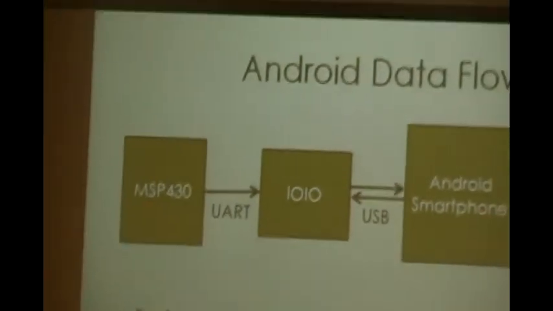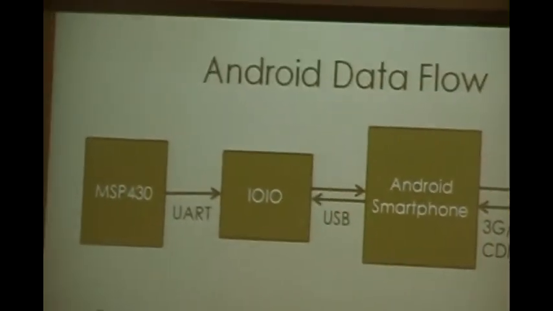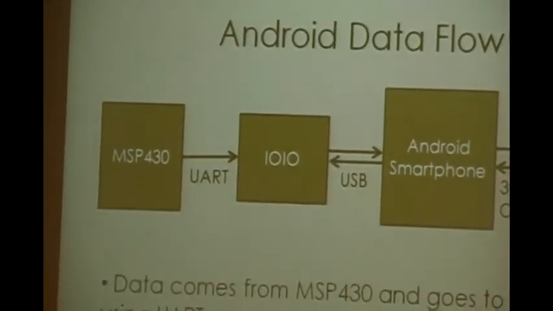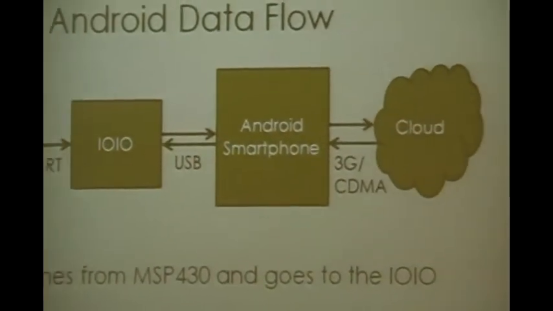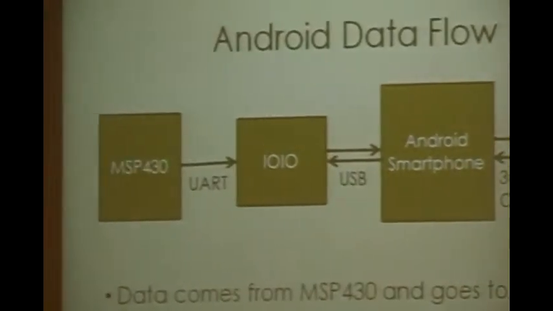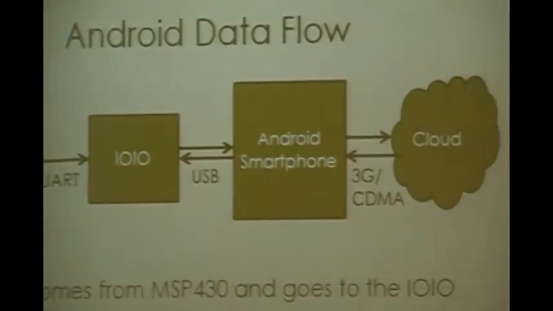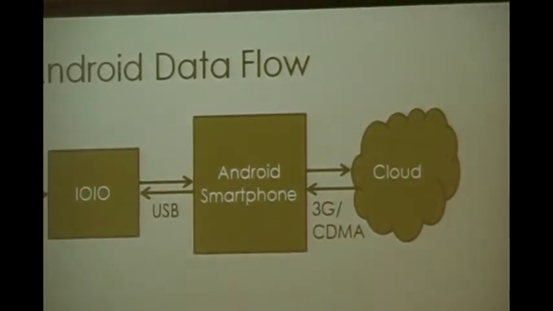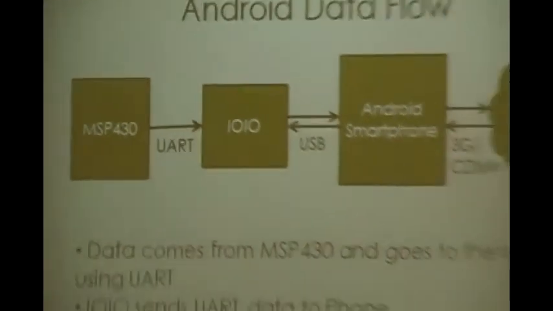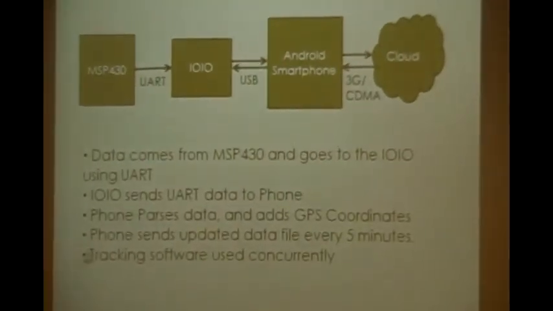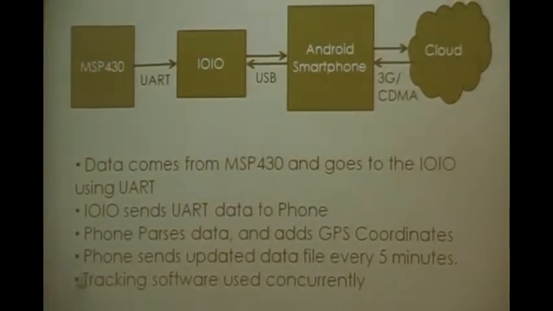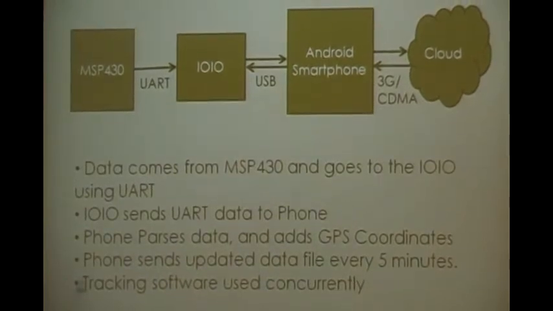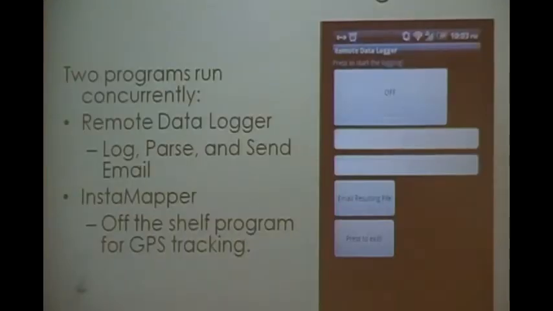Now we go into the cell phone part. We use an Android cell phone as the lifeline of our system. Basically the only way it can communicate wirelessly to the outside world. It has a general program flow: it takes the data from the MSP430, it goes into a device called a IOIO, which takes this data and translates it into a form which an Android phone can understand, and then sends this data over to the phone. We take the data and parse it and combine it with GPS data, and then write it to a file. Then every 5 minutes or so, the file is sent out over the 3G network, as long as there's service.